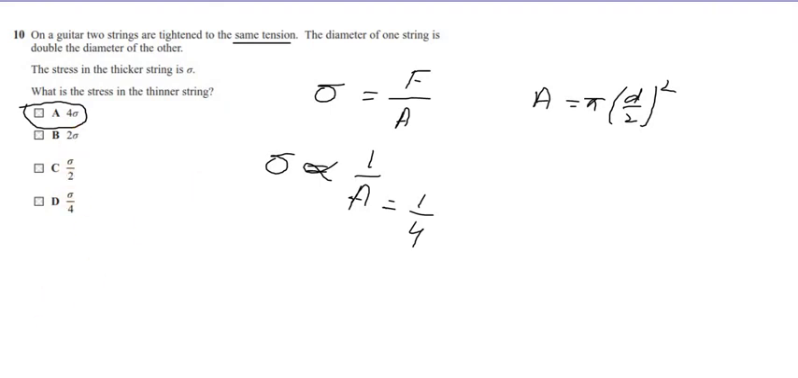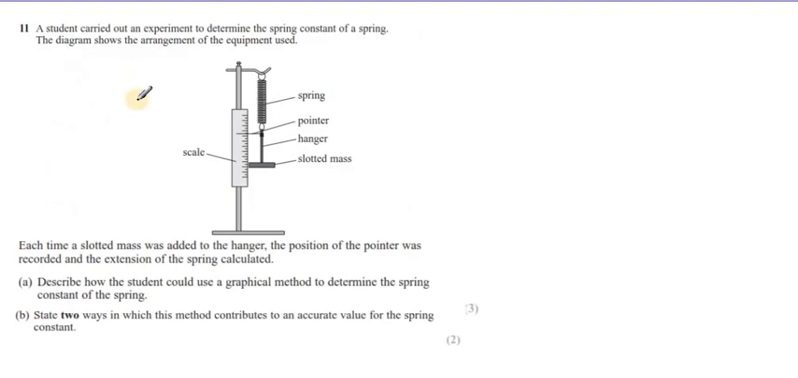Okay, let's see the next question. Question number 11. A student carried out an experiment to determine the spring constant of a spring. The diagram shows the arrangement of equipment used. This is the equipment. Each time a slotted mass was added to the hanger, the position of the pointer was recorded and the extension of the spring calculated. Describe how the students could use a graphical method to determine the spring constant of the spring.